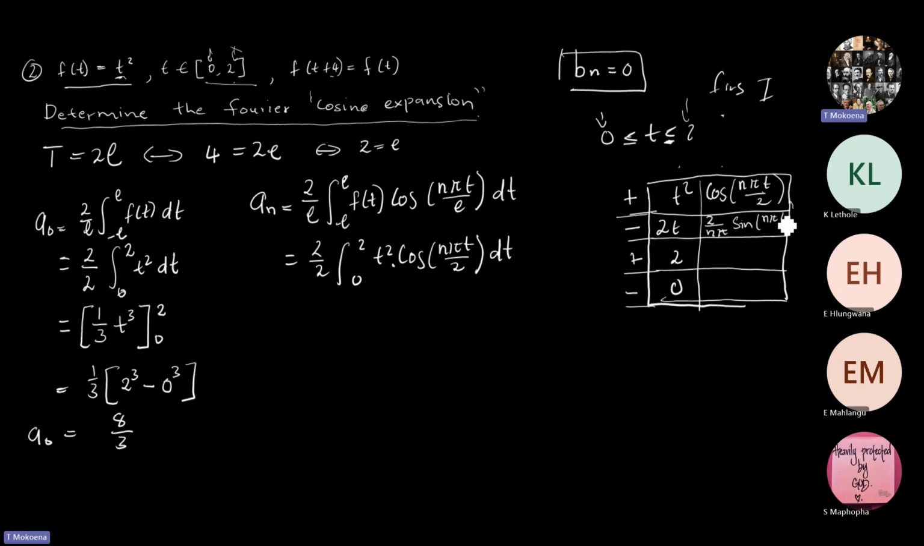N pi t over 2. Agree? What is the derivative of this one? I mean, not derivative, integration. What is the integration of this guy? We're going to take the reciprocal of this, multiply it there. So we're going to have 2 multiplied by 2, it will give us 4. And then n multiplied by n, it will give us n squared. Pi multiplied by pi, it will give us pi squared.